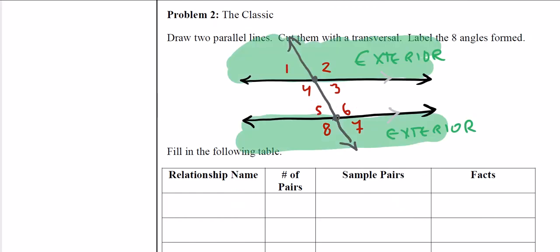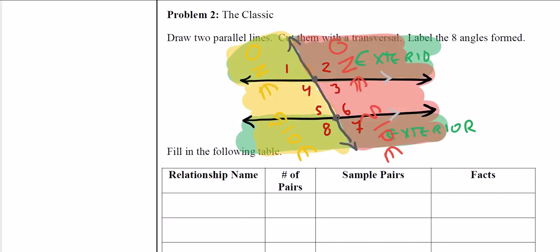Next, let's talk about the exterior. So you'll note that we have these two parallel lines, and you can either be in between the tracks or you can be outside of the tracks. And so if you're on the outside of the train tracks, this is known as the exterior region. So angles 1, 2, 8, and 7 are in the exterior region. There's also alternate sides. So there's this yellow side of the transversal, and then there's that reddish side of the other side of the transversal. So we have alternate sides.